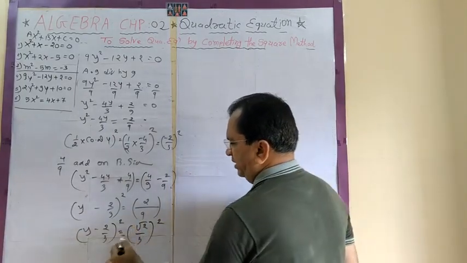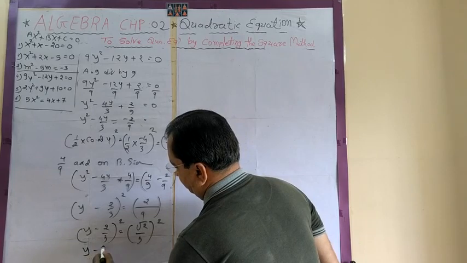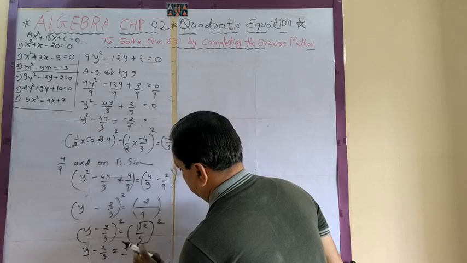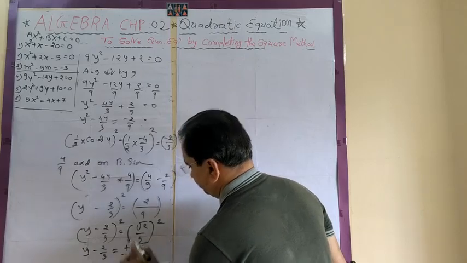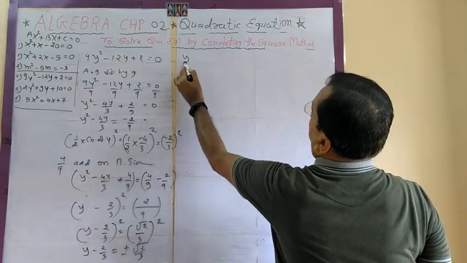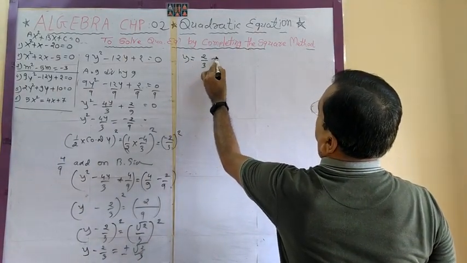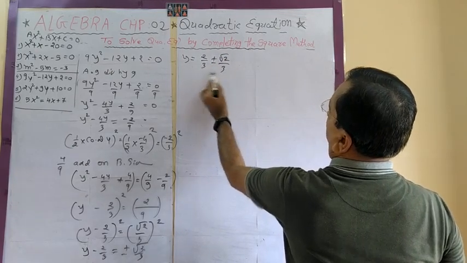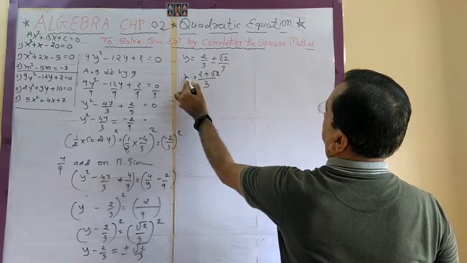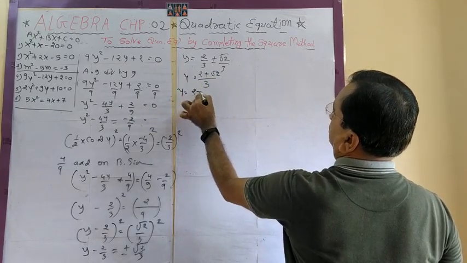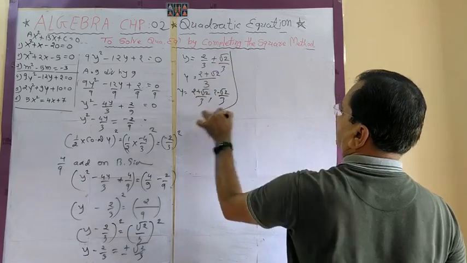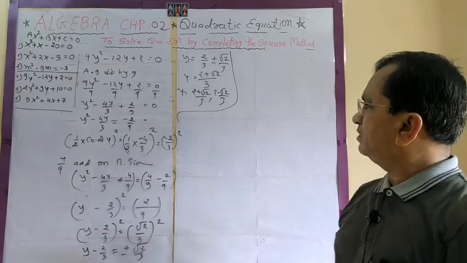Now you can remove the square on both the sides. Plus or minus under root 2 by 3. Now this comes to this side. y is equal to 2 by 3 plus or minus under root 2 by 3. Now combine 3. 2 plus or minus root 2. So y, there are two answers: 2 plus root 2 by 3, 2 minus root 2 by 3. Next.